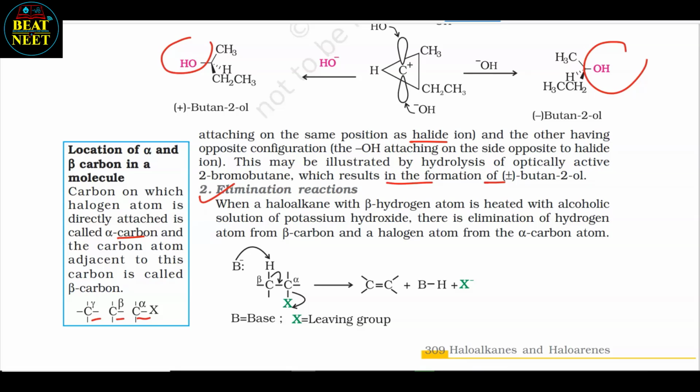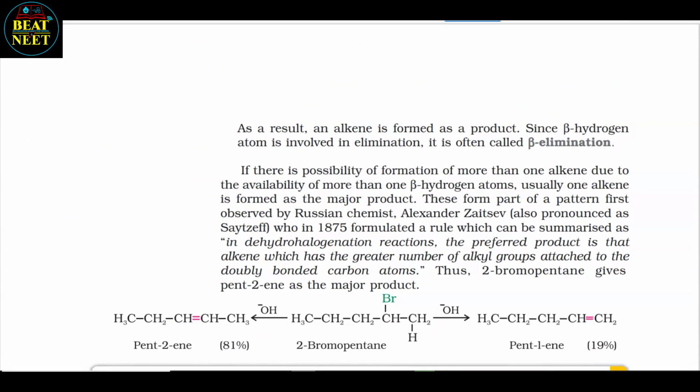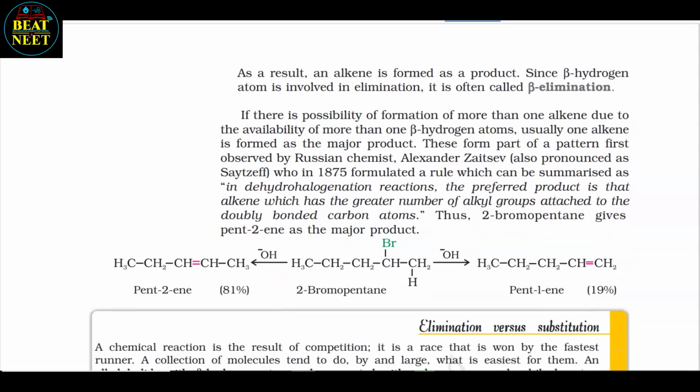Number 2, elimination reactions. When a haloalkane with a beta hydrogen atom is heated with an alcoholic solution of potassium hydroxide, there is elimination of a hydrogen atom from the beta carbon and a halogen atom from the alpha carbon atom. Here you can see this reaction. As a result, an alkene is formed as a product. Since the beta hydrogen atom is involved in elimination, it is often called beta elimination.